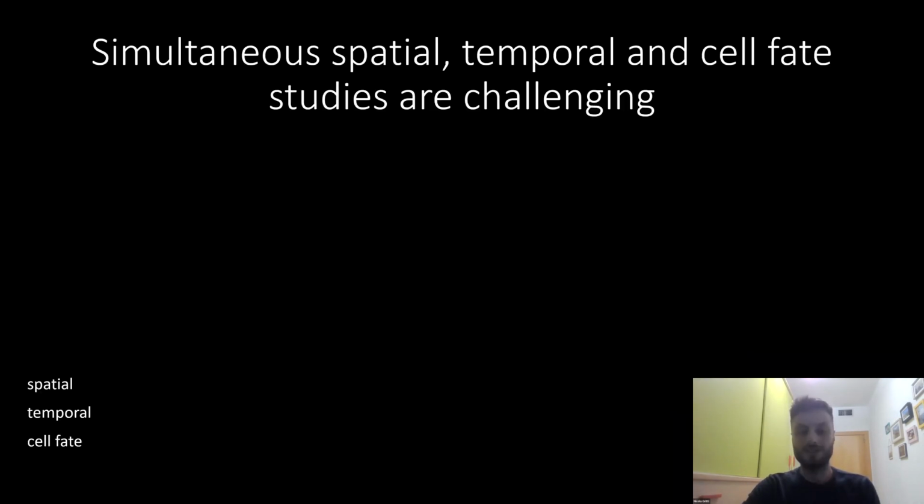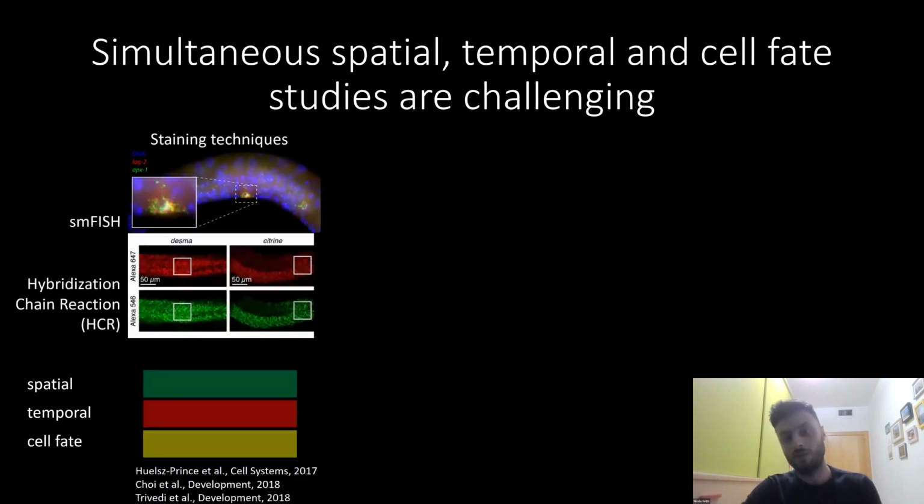Of course, we know very well that it is very complicated, within the same experiment, to have access to all these three pieces of information at the same time. However, there are complementary techniques that allow us to focus on one or two of these aspects. So there are, of course, classical immunostaining techniques, or more recently mRNA staining techniques, such as single molecule fluorescence in situ hybridization or hybridization chain reaction, which give a lot of spatial information because every single cell inside the sample is visible in principle.